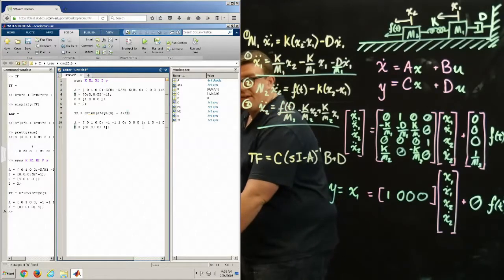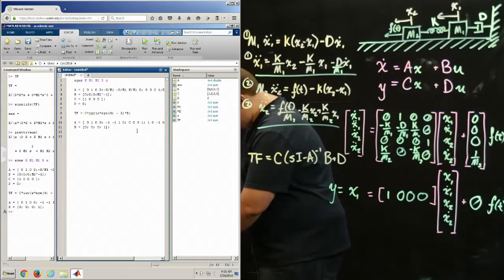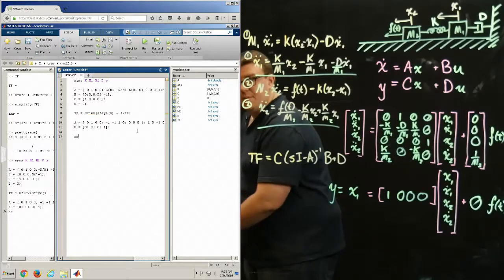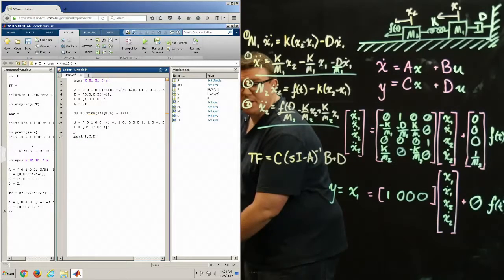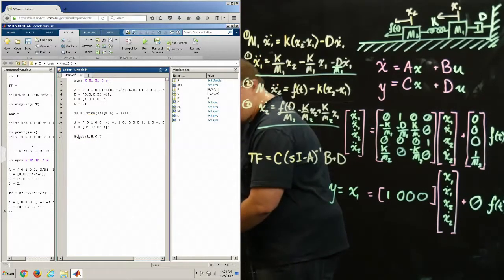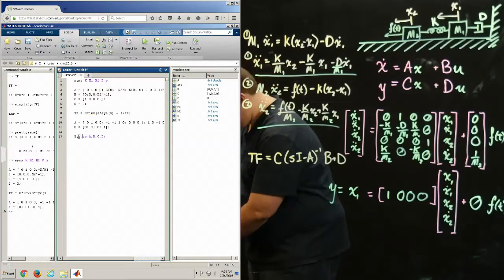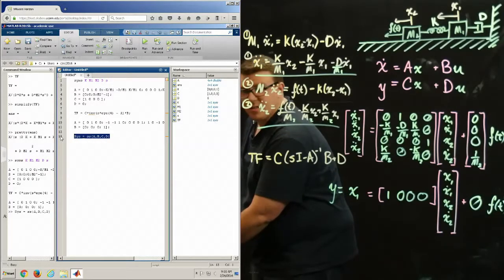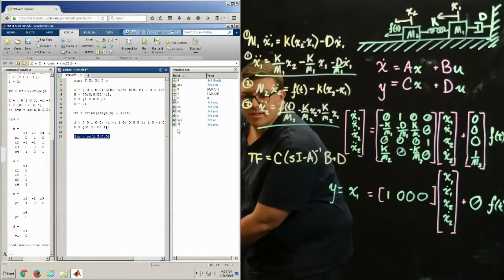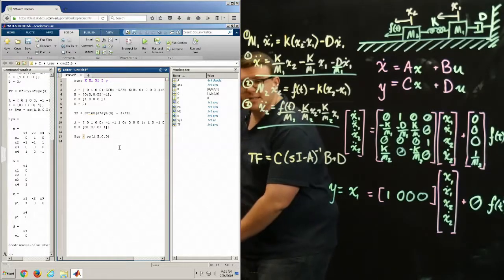Now that we have A, B, C, and D, we can create a state space variable by doing SS, and we just need to give it A, B, C, and D. We'll call that our system, so we'll call that sys. So many S's in a row. We should be able to execute this, and now sys stores our matrices A, B, C, D as a variable that it recognizes as an LTI system.